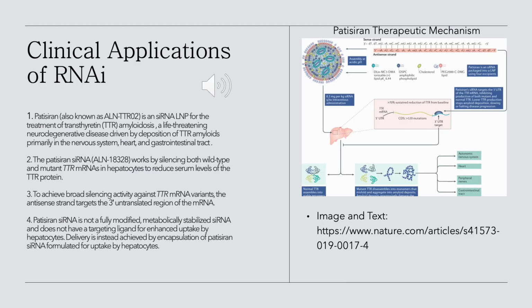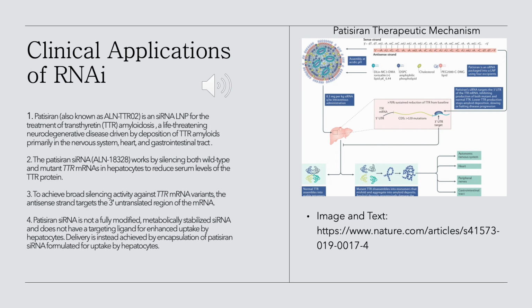Now, how can we use RNAi in real life? There are many clinical applications of RNAi, including the FDA-approved therapeutic patisiran. This drug is used to treat transthyretin amyloidosis, a life-threatening neurodegenerative disease, which is genetic and driven by the deposition of TTR amyloids primarily in the nervous system, heart, and gastrointestinal tract, although it can be present in other organ systems.